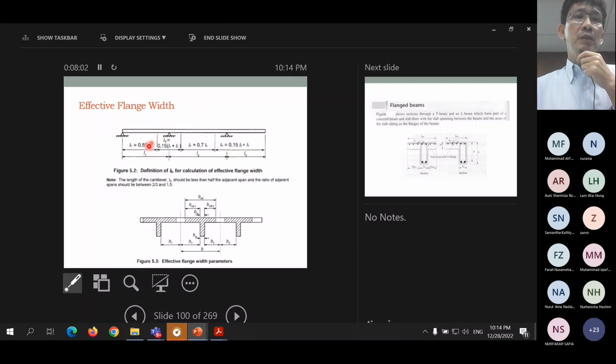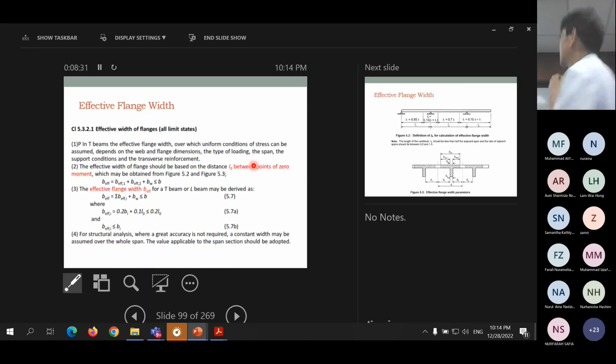So from here to here, if we are looking at the flange here, designing the beam here, L0 is from this equation. If we want to design the flange as a flange beam located within here, L0 is given by this equation and so on. And if there's a cantilever, then you have to calculate L0 using the equations here. Okay.